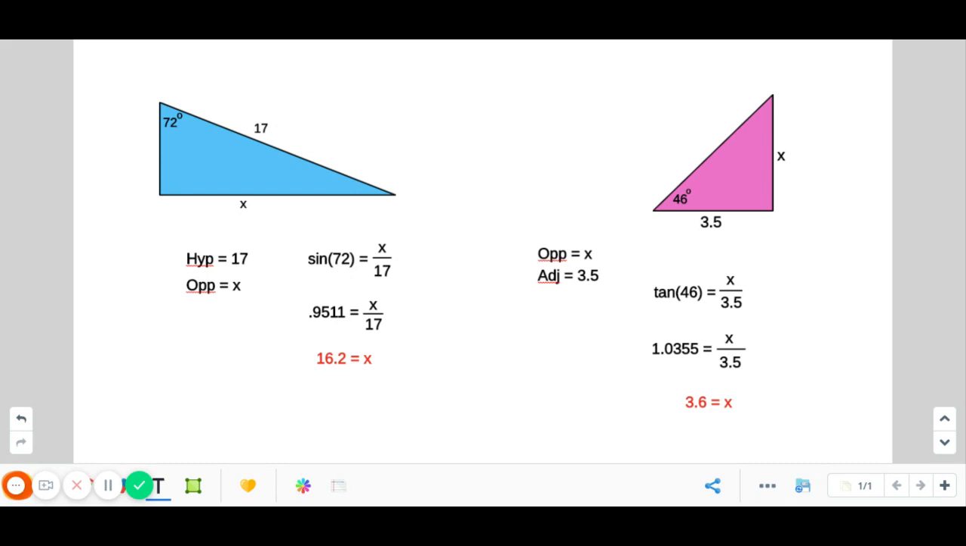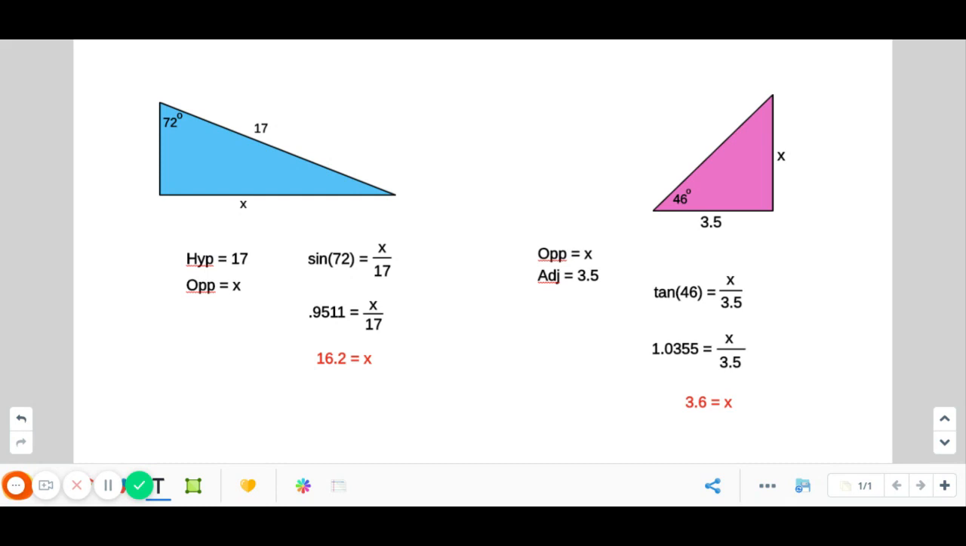So again, to review the steps, the first thing you want to do is figure out, do you want to use sine, cosine, or tangent? Look at the two sides that you're dealing with. One of them you already know, one of them you're trying to figure out. Based on which two sides they are, determine whether you want to use sine, cosine, or tangent. Then set up the equation, make sure to get the right thing on top and the right thing on bottom.